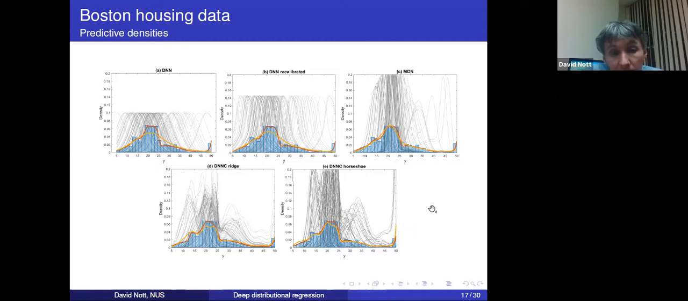So our method does achieve quite a bit of flexibility in the predictive distributions. I must say it's not a method that has a universal approximation property. So the Copula approach is a semi-parametric approach, but nevertheless it's flexible and it often improves uncertainty quantification in some of the applications that we've looked at.